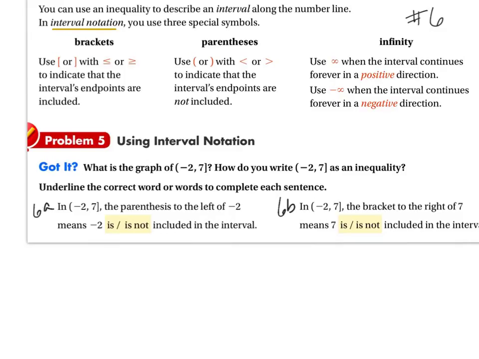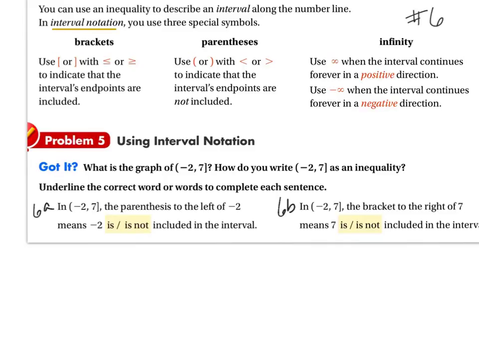The last notation is infinity. This is a positive infinity. Use it when the interval continues forever in a positive direction. This is negative infinity. Use it when the interval continues in a negative direction. So please make sure those things are in your notes. And I want to give you a minute. You don't have to write this out, but I want you to think about what the correct word or words are to complete each sentence.